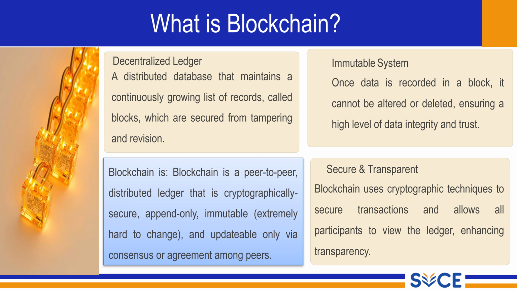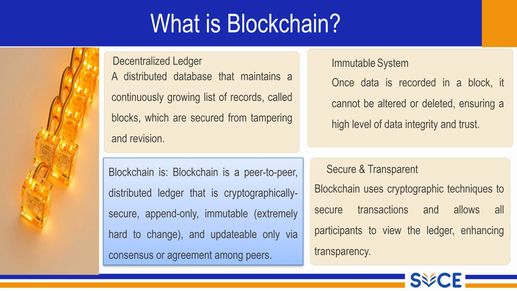So blockchain operates on a peer-to-peer network, meaning that all the participants or nodes in the network communicate directly with each other without the need for a central authority or intermediary. The ledger, which records all the transactions, is distributed across all the nodes in a network. Each node has a copy of the entire ledger, ensuring no single entity has control over the entire system. This decentralization enhances security and transparency.